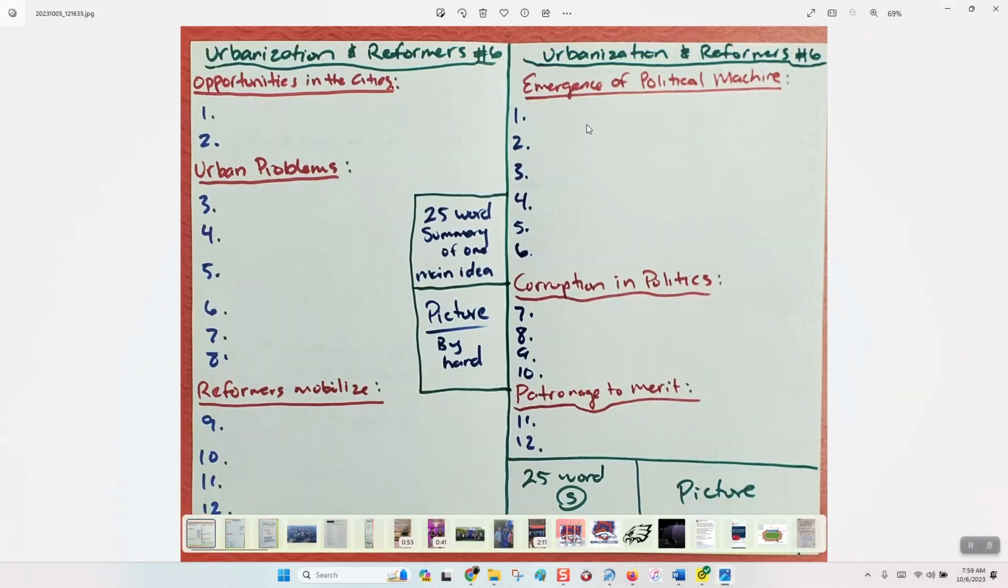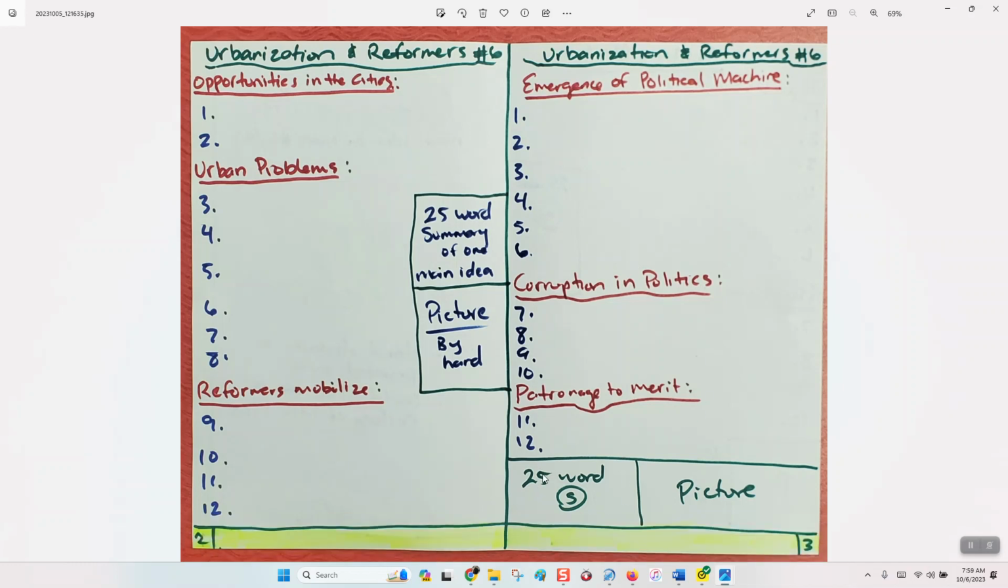Now, once again, emergence of political machine is a much bigger section than corruption in politics, and definitely more than patronage and merit. So I did 6 points, 4 and 2. It still equals 12. Now this time I did the boxes at the bottom. So here's a 25-word summary box, and here's a picture box. It could be here on the side. It could be at the bottom. It could be wherever you want to put them.